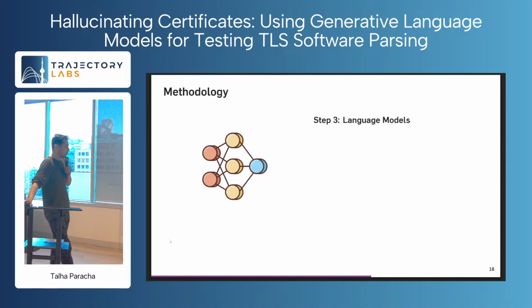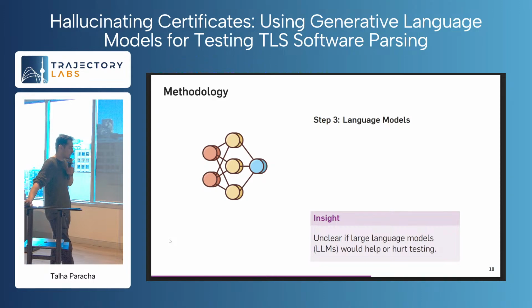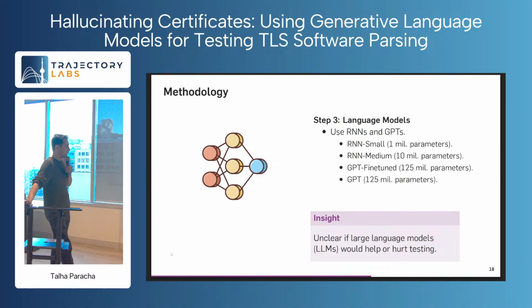And then we need to decide which language models to use. While large language models are really popular, it's unfortunately unclear if using those models would help or hurt our task of testing. And the reason it could hurt is that, as I said, if language models can learn a representation of these certificates really well, then they might not trigger edge cases that are more interesting from a software testing perspective. In light of this, we use both RNNs and GPTs. GPTs are more recent, and RNNs have been available for the last 2 decades. And our models vary in the number of parameters that they use, and our results did not indicate using even larger models.